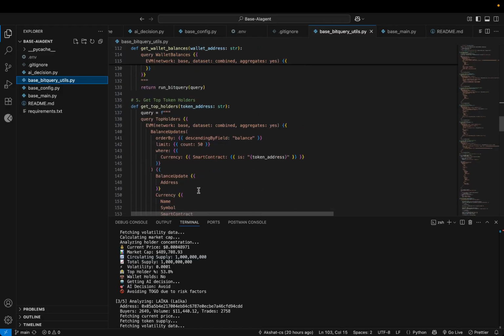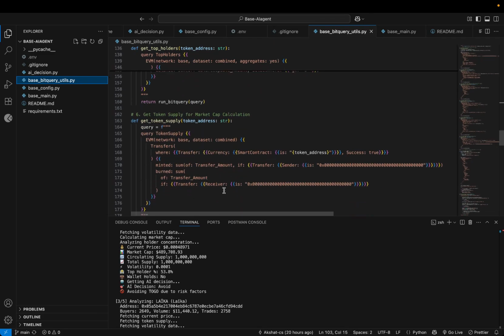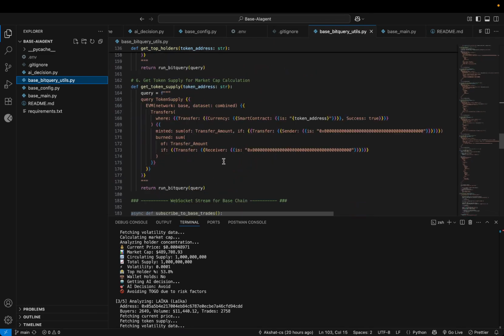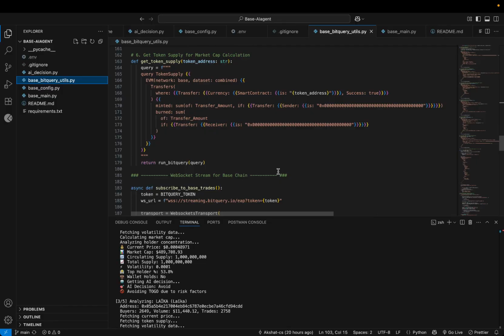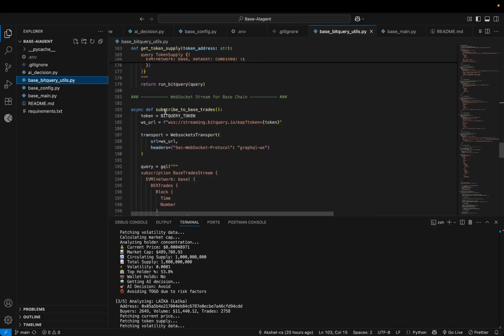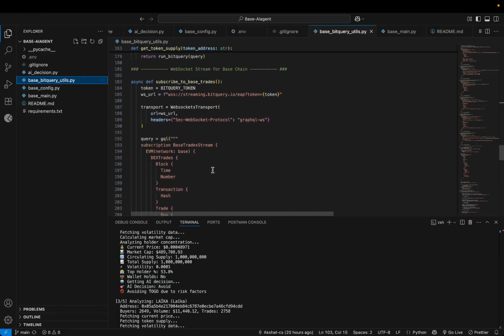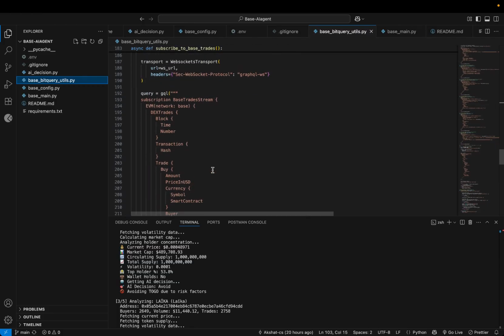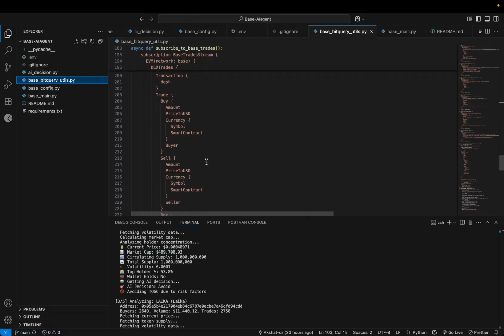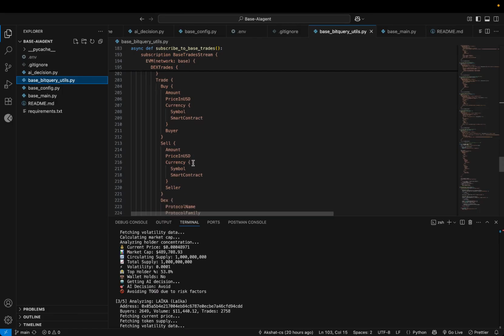We also get the top holders distribution of the token. And we are also getting the supply metrics here to calculate the market cap. It can be calculated using supply and price. Just multiply both of them and you'll get the market cap in USD. We are also subscribing here to Base trades using WebSocket streams for Base chain, which are provided by Bitquery. And here you can get the real-time trades for the tokens.